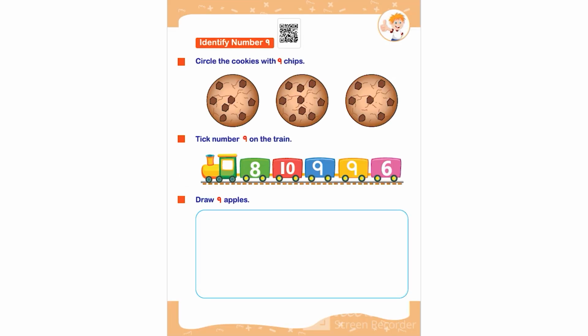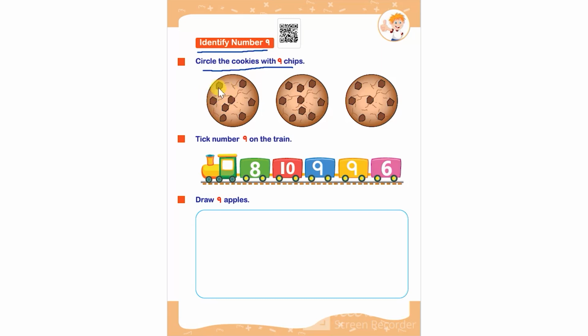In this worksheet the topic is identify number 9. Over here circle the cookies with 9 chips. So the child has to count the number of chips in the given cookies, and then they have to circle the cookies with 9 chips.